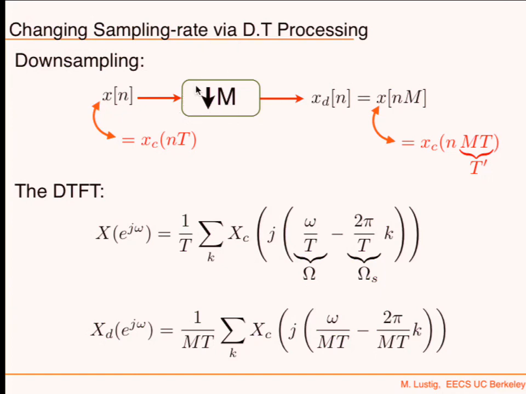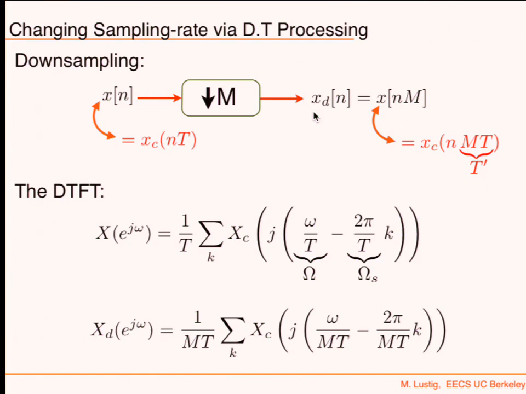What happens if I just throw away? So I put it through what's called a compressor. What the compressor does is take every Mth sample and throw the rest away. Is that time invariant? No, because it compresses time. Is that memoryless? No, you have to have memory. Is that linear? It's linear, but it's not shift invariant. All right. So you get at the end a decimated signal, x sub d.